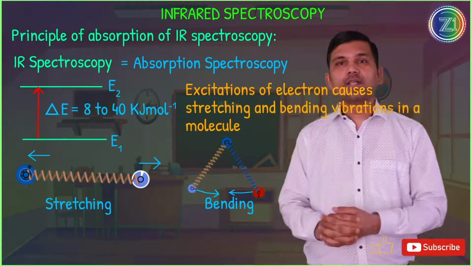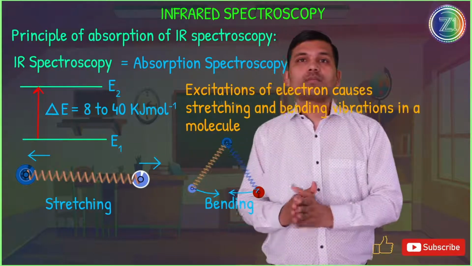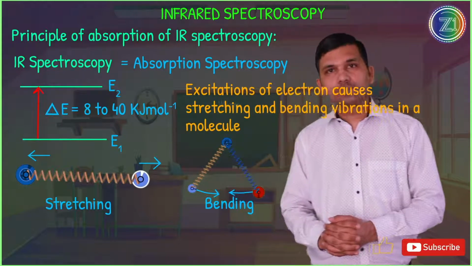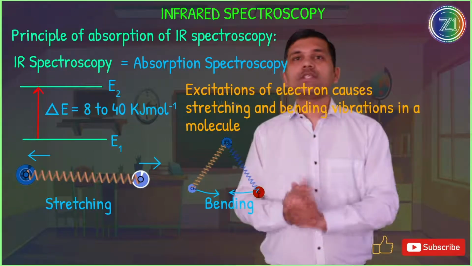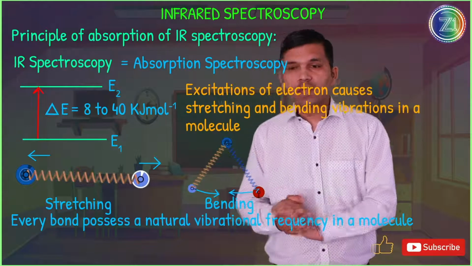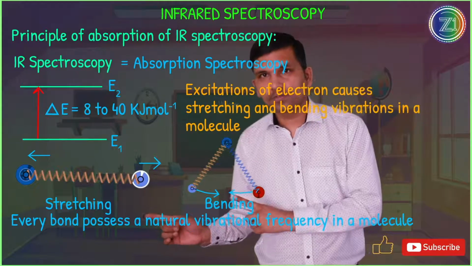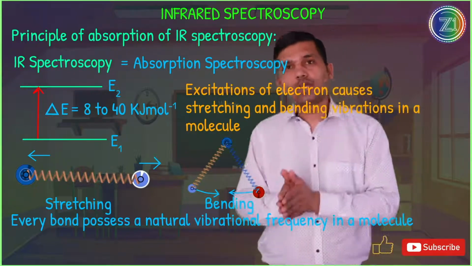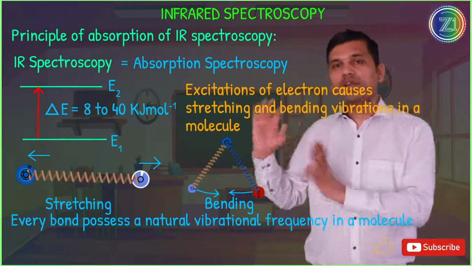Now let us start understanding the natural vibrational frequency of the molecule or the bonds. You know very well, every molecule or every bond inside a molecule possesses a natural vibrational frequency. That means it will vibrate at a definite vibrational frequency. If I supply that vibrational frequency to that molecule, then it is going to vibrate. It will show the vibrational motion.